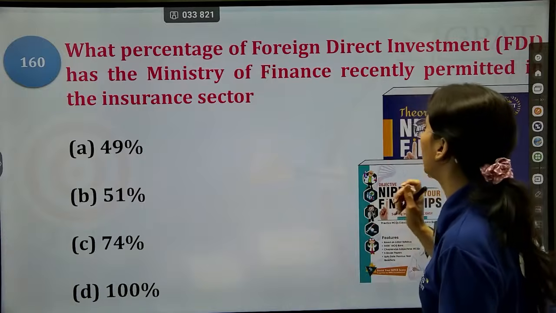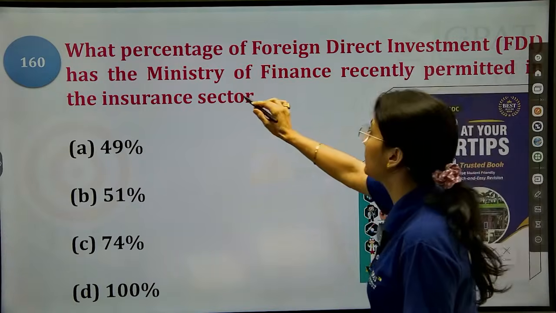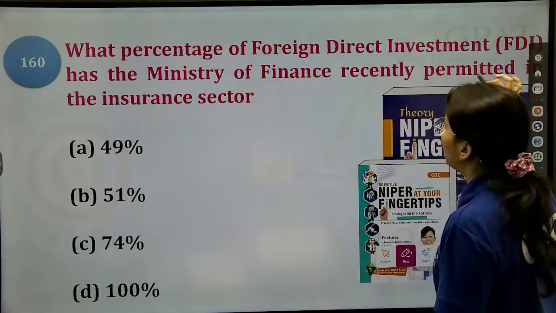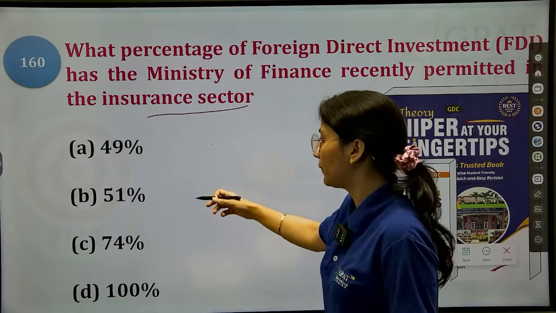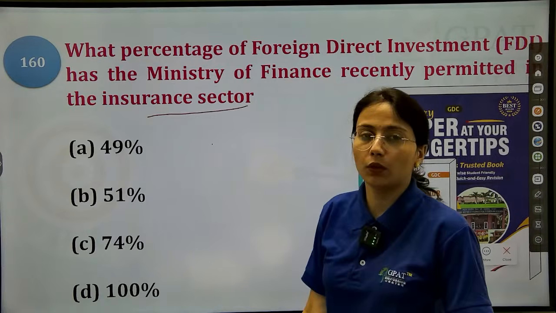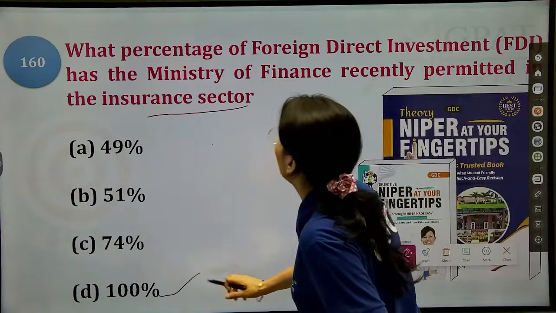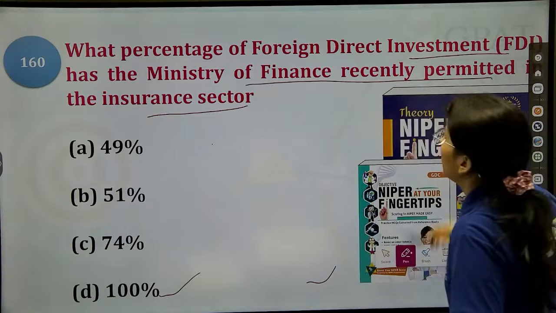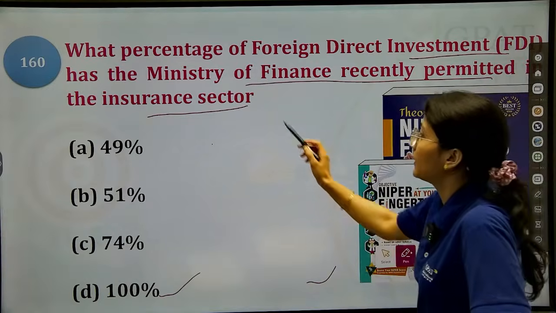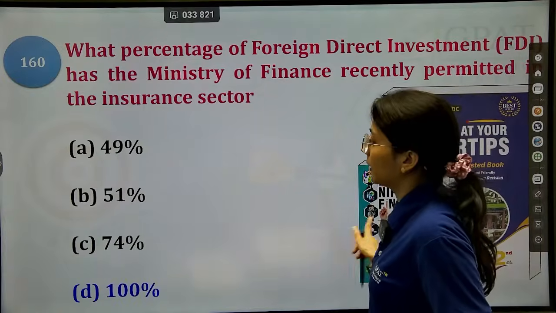Now, what percentage of foreign direct investment, FDI, has the Ministry of Finance recently permitted in the insurance sector? 49%, 51%, 74% or 100%? So the correct answer is 100%. The Ministry of Finance recently permitted 100% foreign direct investment in the insurance sector. So option number D is correct.